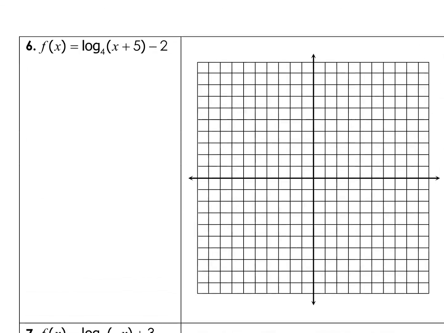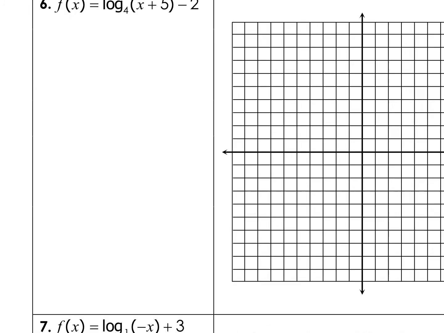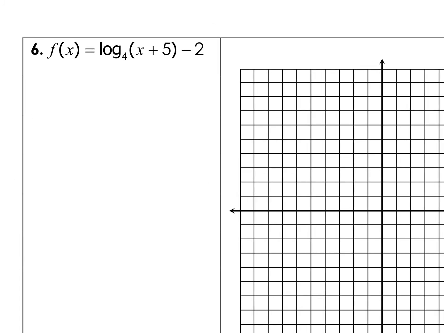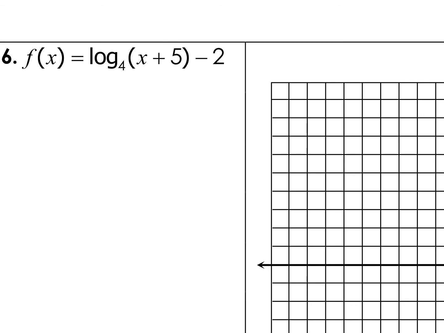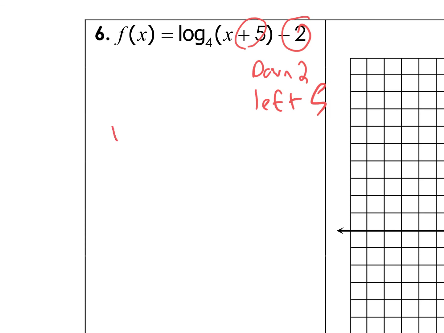Okay, I'm going to do one more because it uses 2 transformations also. And then I'm going to be done. I'll assign you the other problems. The transformations in this one are a shifting down of 2 and a shifting left of 5. Down 2, left 5. If you want to make your life easy, draw your parent first.